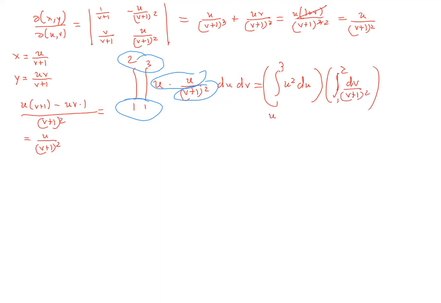And this will be u cubed over 3 from 1 to 3. So this will be (27 minus 1) over 3, which is 26 over 3. And this will be, from 1 to 2, the antiderivative of 1 over (v plus 1) squared, which is negative 1 over (v plus 1) from 1 to 2, which is pretty much, if you do the simple math here, 1/2 minus 1/3, which is 1/6. So if you multiply the two things together, you will get 26 over 18, same thing as 13 over 9.